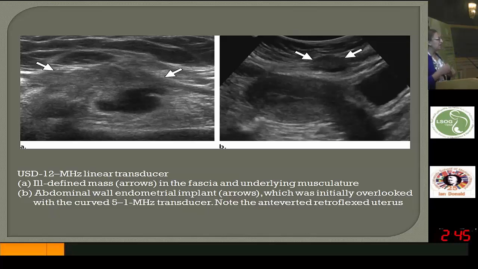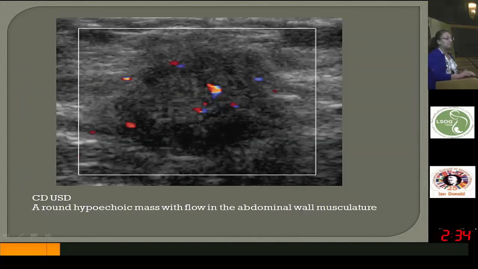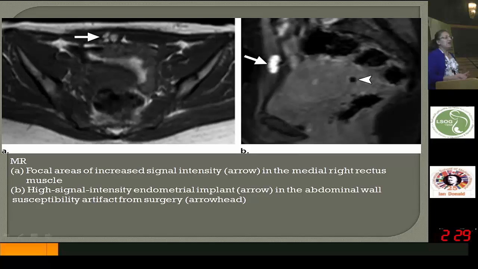And the history is very important. You see the patient with cyclic symptoms that return to cycle. This means that endometrium has been introduced into the abdominal wall. We usually have good flow in them, and they appear very bright on MRI.